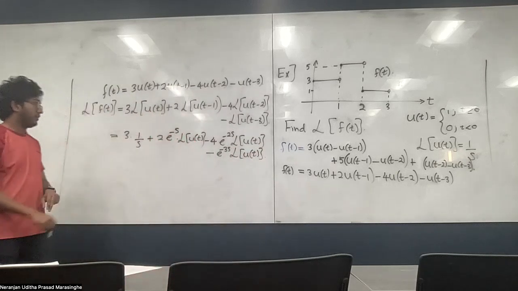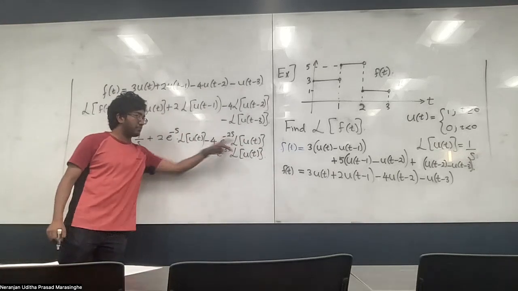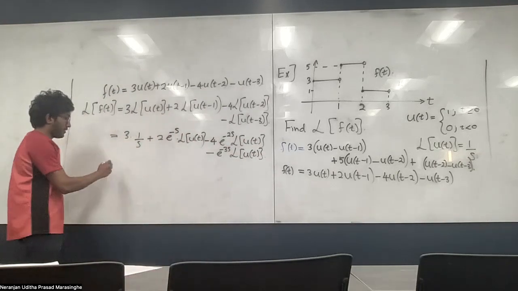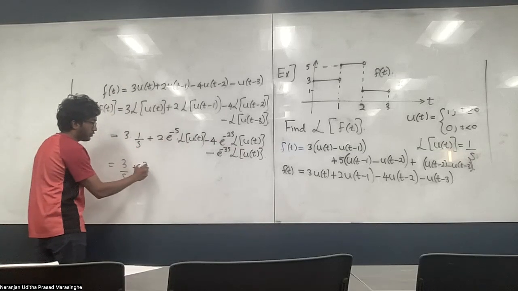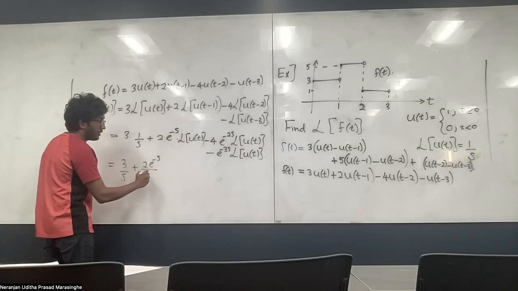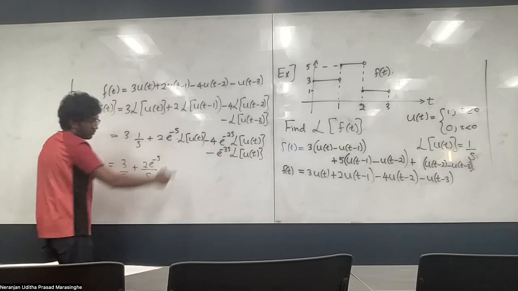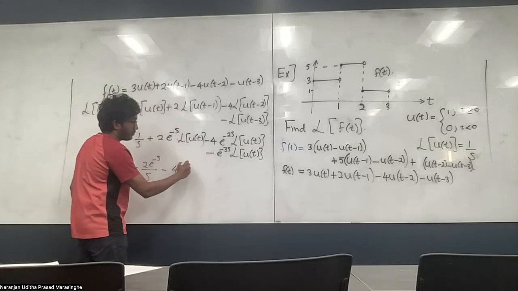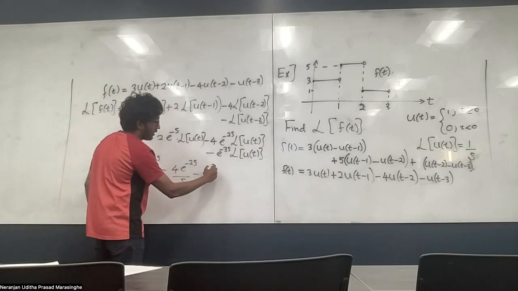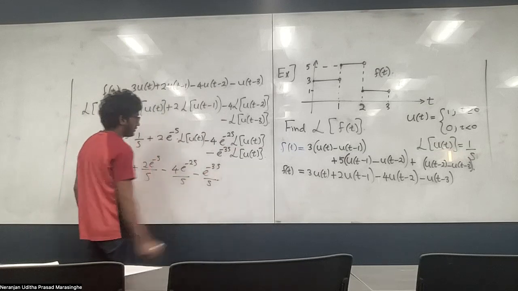Okay. Right. So the Laplace transform of u(t) is 1 over s. So I would insert that. I would get 3 divided by s plus 2 times e to the minus s divided by s, because the Laplace of u(t) is again 1 over s, minus 4 e to the minus 2s divided by s, minus e to the minus 3s divided by s.